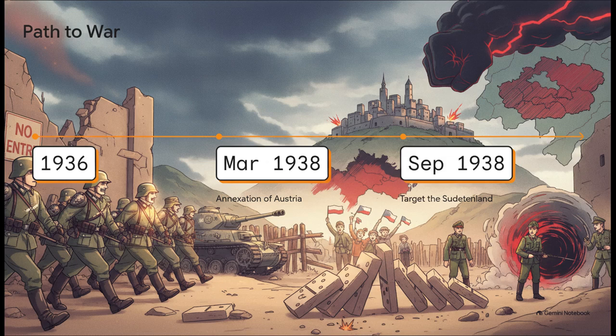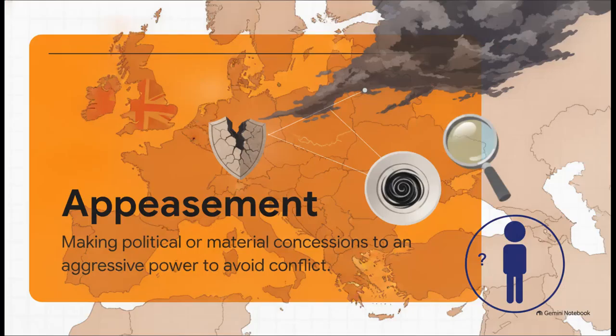Emboldened by this, in March 1938, German forces crossed the border to annex Austria. Again, zero military opposition. Realizing the democratic powers were deeply traumatized by WWI and terrified of repeating it, Hitler instantly sets his sights on his next target, the Sudetenland region of Czechoslovakia. This leads us right to the defining diplomatic failure of the era: appeasement.